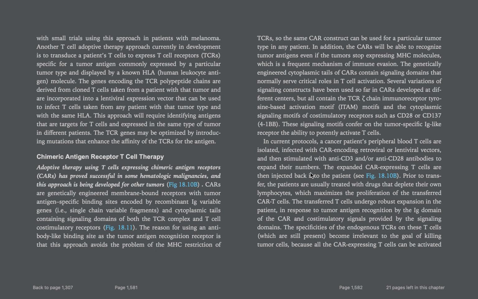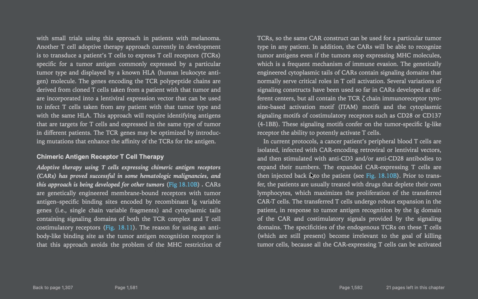This approach will require identifying antigens that are targets for T cells and expressed in the same type of tumor in different patients. T cell receptor genes may be optimized by introducing mutations that enhance the affinity of T cells to the antigens. Chimeric antigen receptor T cell therapy. Adaptive therapies using T cells expressing chimeric antigen receptors, CARs, have proved successful in some hematological malignancies, and this approach is being developed for other tumors.